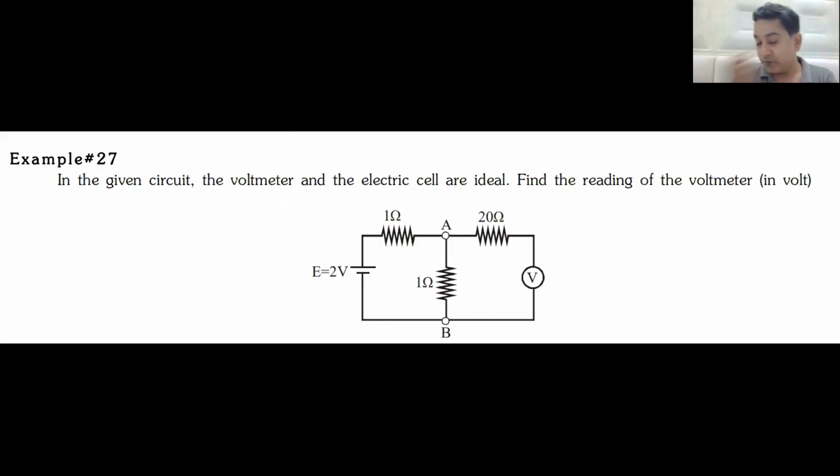This one question will come from electric current or capacitors. In a given circuit, the voltmeter and the electric cell are all ideal. Find the reading of the voltmeter. Voltmeter is ideal. What do you mean by an ideal voltmeter?